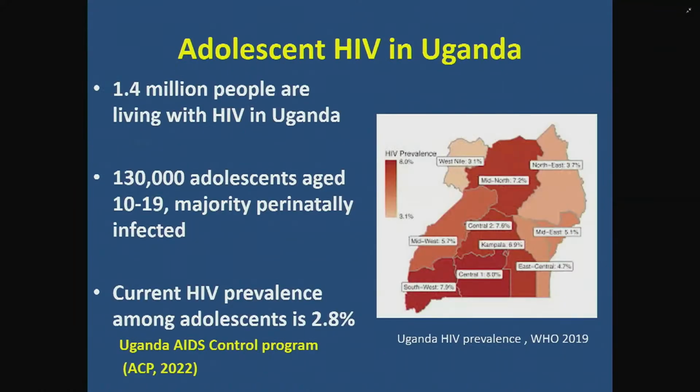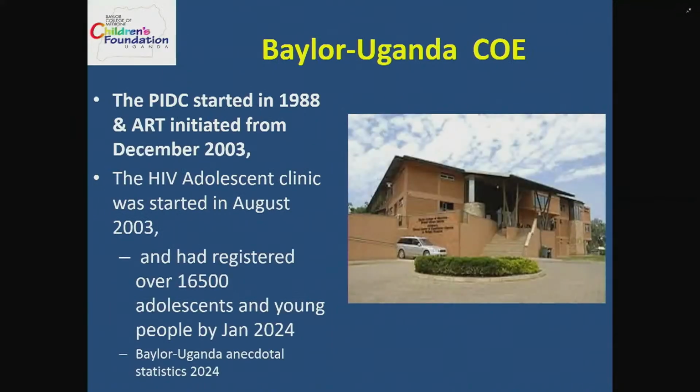In Uganda, as you know, we have close to 1.4 million people living with HIV, and nearly 130,000 are adolescents living with HIV. The majority are perinatally infected, and as per 2019, the prevalence of HIV among adolescents was 2.8%.